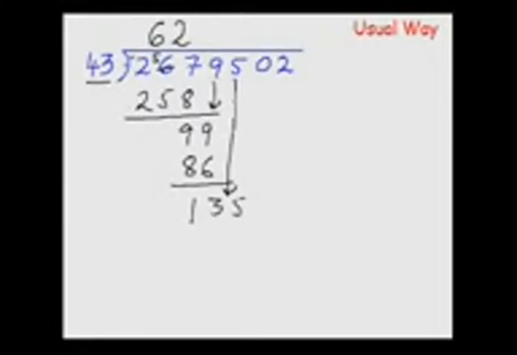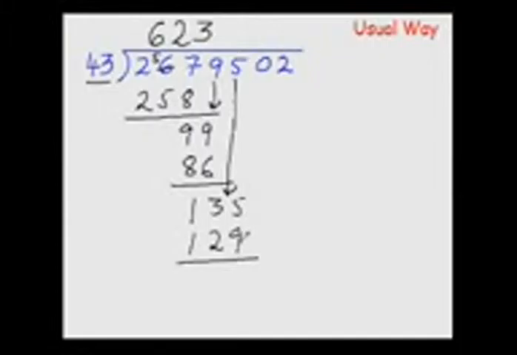Now the same process again, hide this 3, hide this 5 and ask yourself how many times 4 will go into 13. Okay, so 4 threes are 12. So write that 3 here, and once again multiply this with the divisor digits. So 3 threes are 9, and 3 fours are 12.